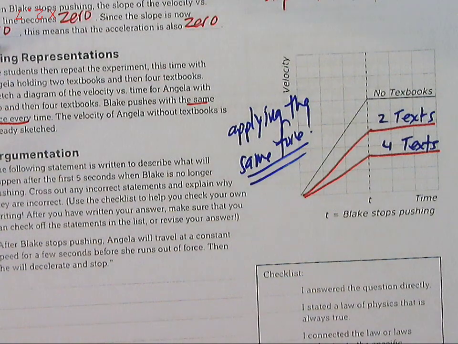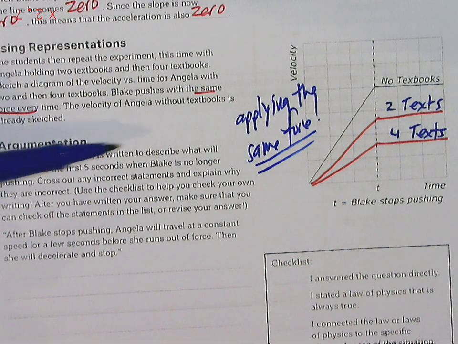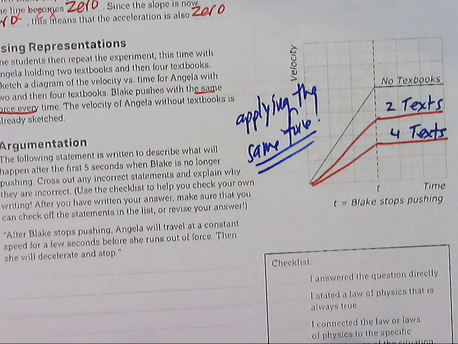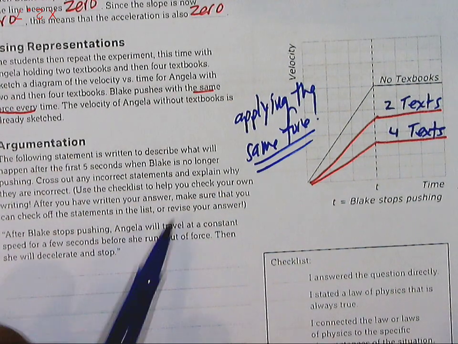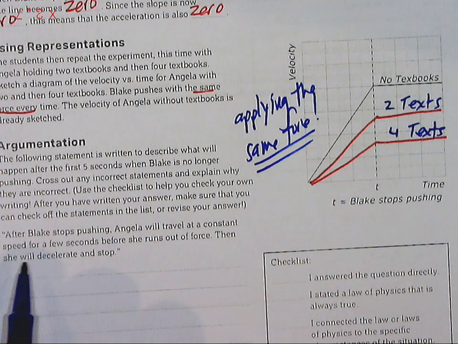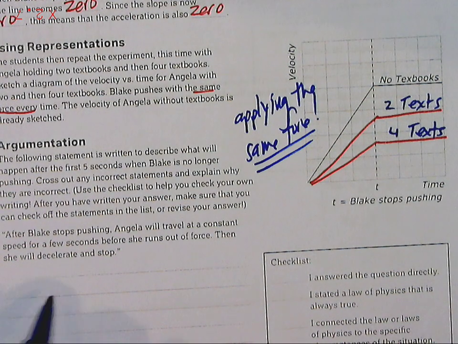And so the argumentation here, we're going to check this. The following statement is written to describe what will happen after the first 5 seconds when Blake is no longer pushing. After Blake stops pushing at time t, Angela will travel at a constant speed for a few seconds before she runs out of force. Then she will decelerate and stop.